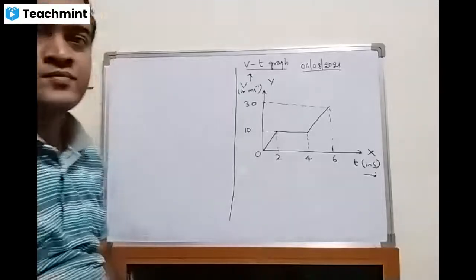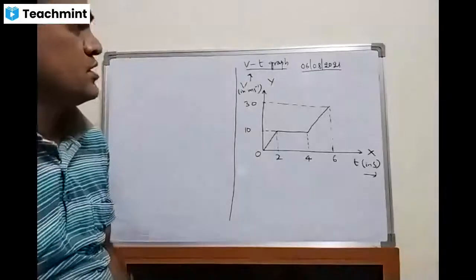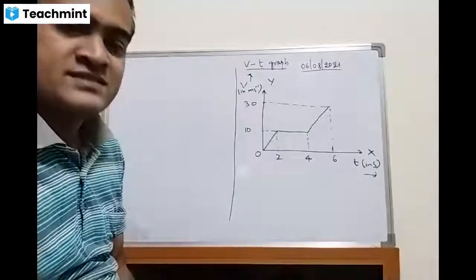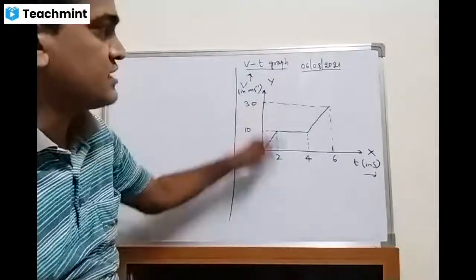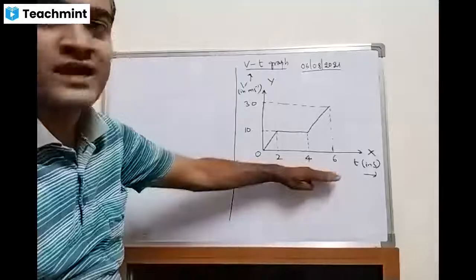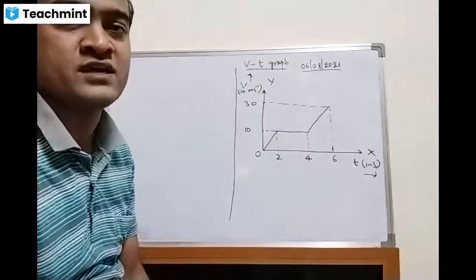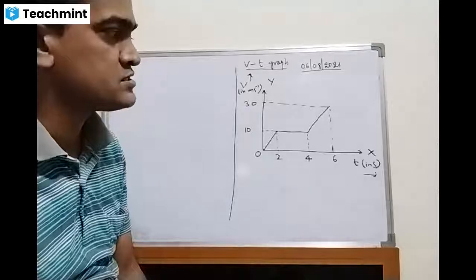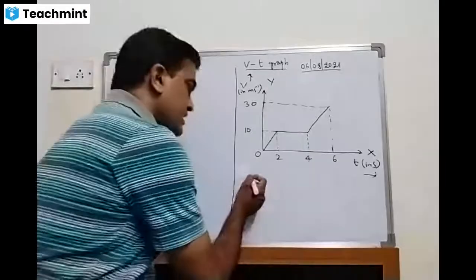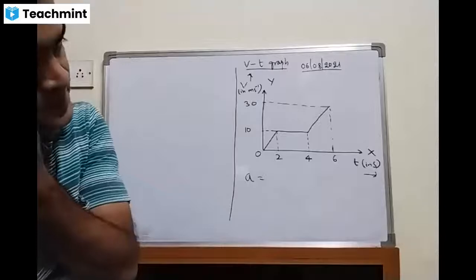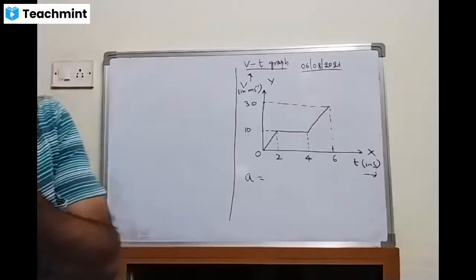Okay. So I want acceleration from this graph. I have taken time along the x-axis and velocity along the y-axis, and I want acceleration from this graph. a is equal to how much? dv by dt.